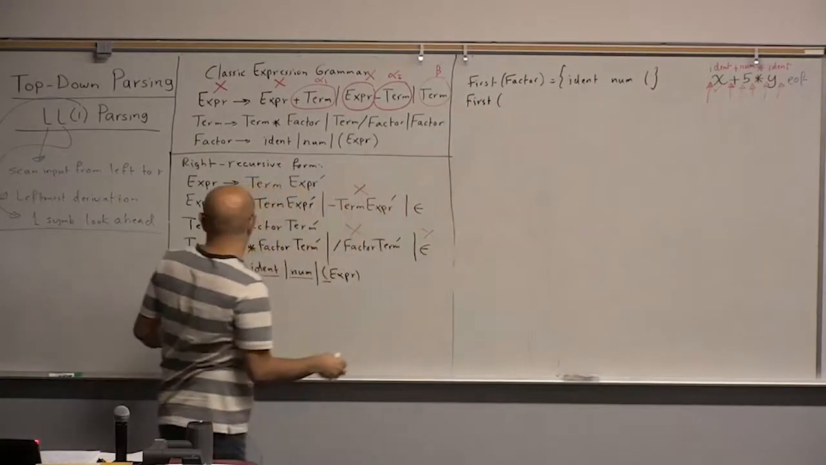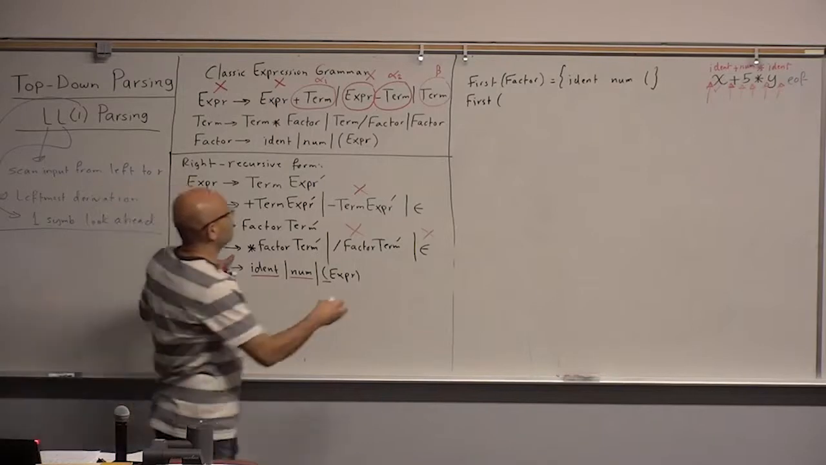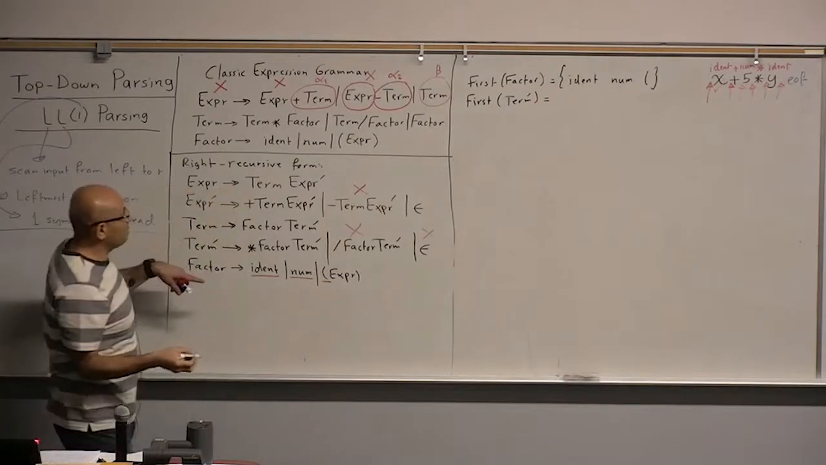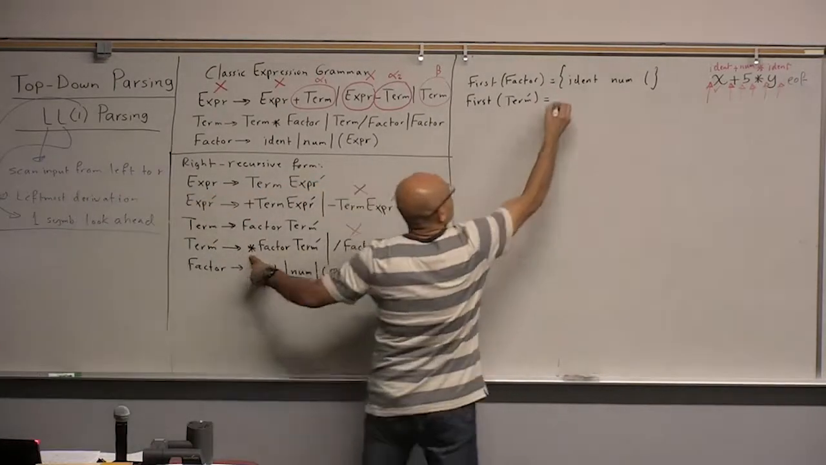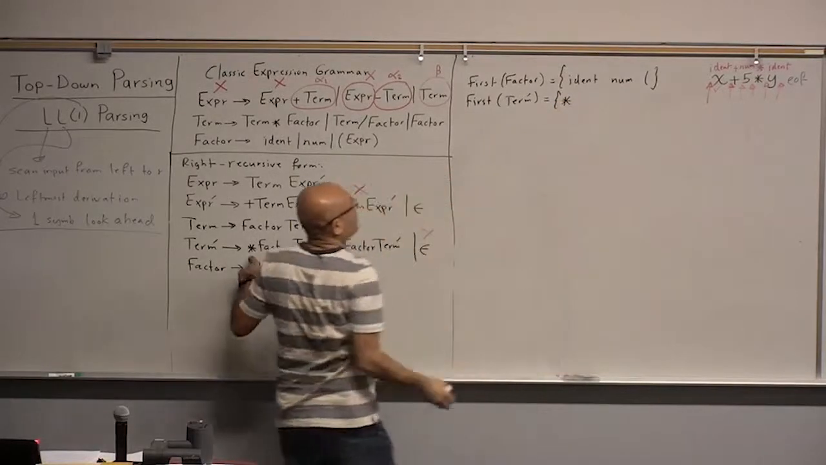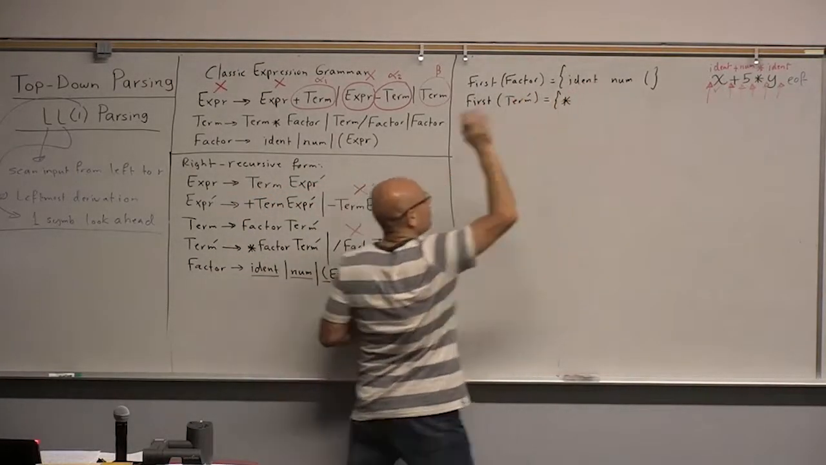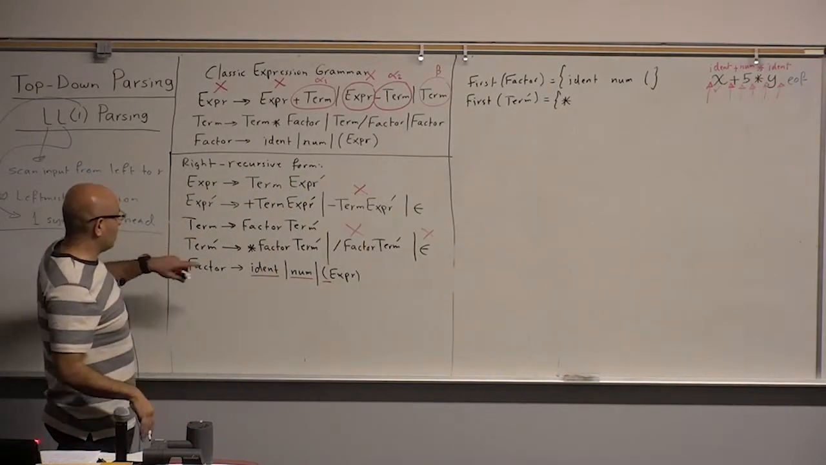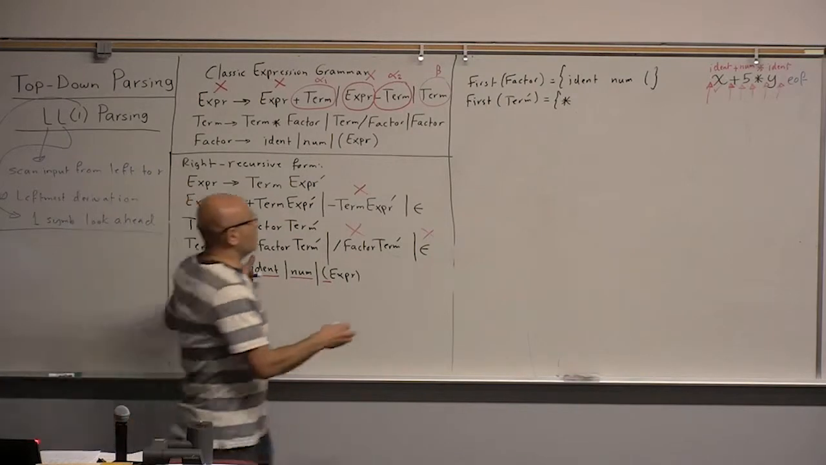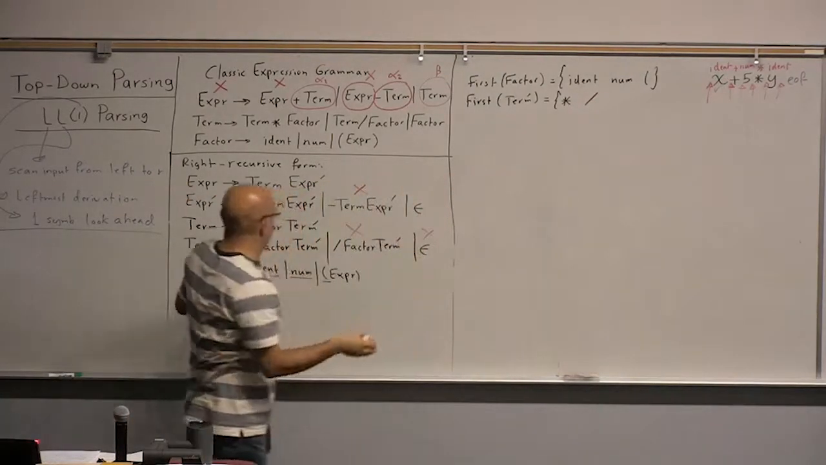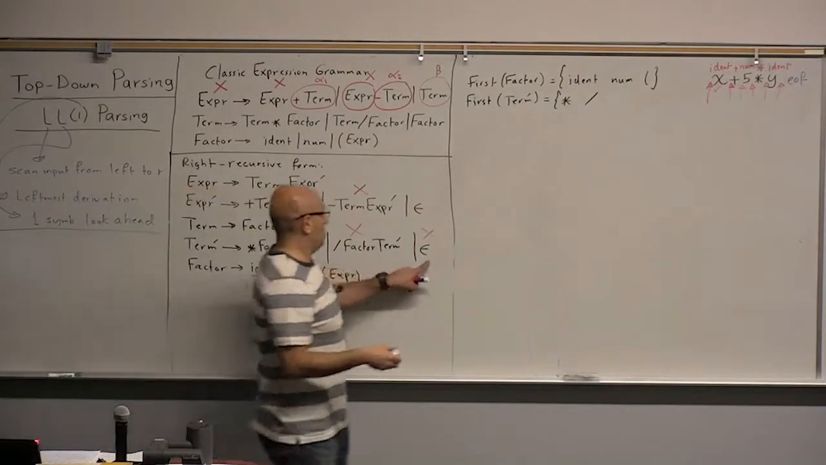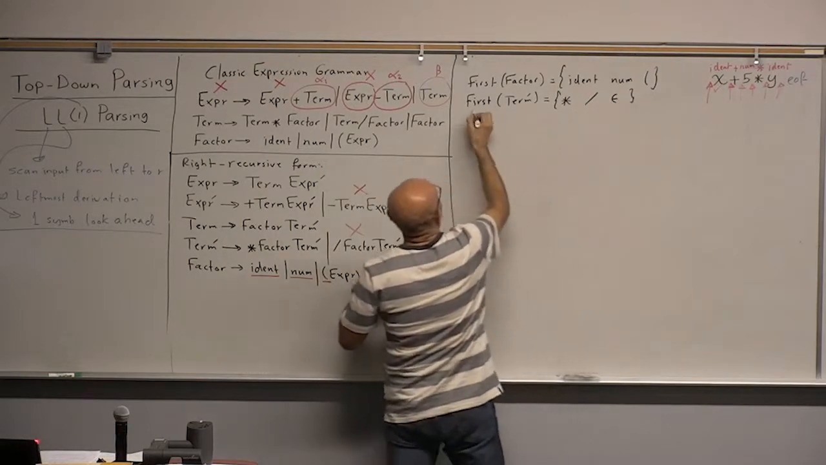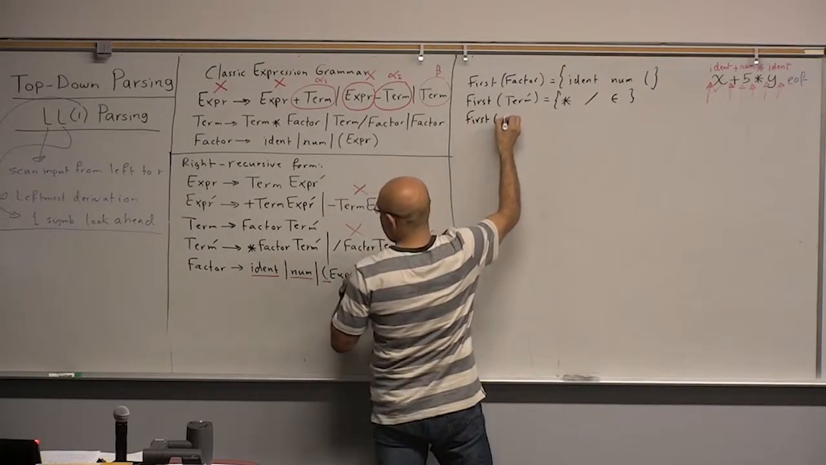First of term prime. First of term prime is multiplication. I'm not going to put the comma here in the set because the comma may belong to the terminals. It may be one of the terminals, so I will not put a comma. So it may be multiplication or division or epsilon. So it can start with an epsilon. First of term.